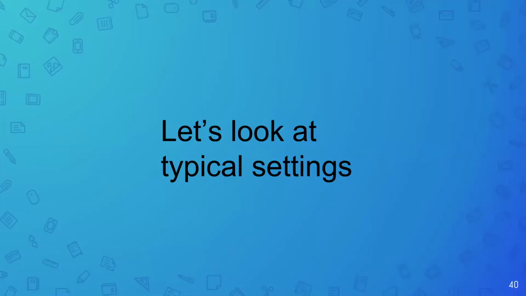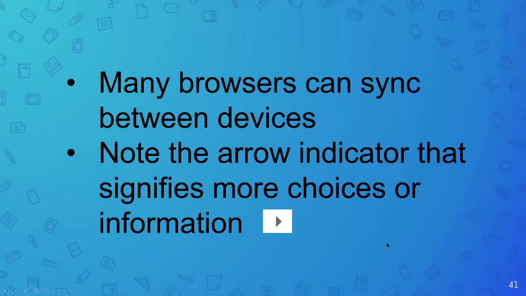Okay, so let's look at some typical settings. Many browsers can sync between devices. Note the arrow, and then also note that the arrow indicator signifies more choices or information when you're looking at the settings. So I like the syncing between devices. So when I save a bookmark on my Chromebook, when I go to my desktop, which is what I'm on right now, the bookmark that I added on the Chromebook is also going to show as a bookmark on my Windows machine.